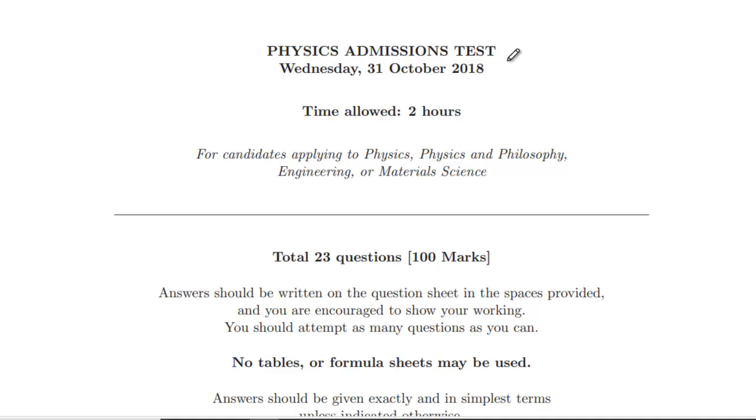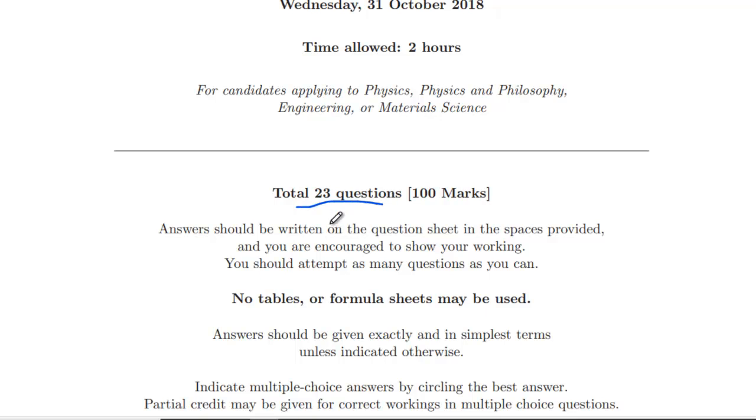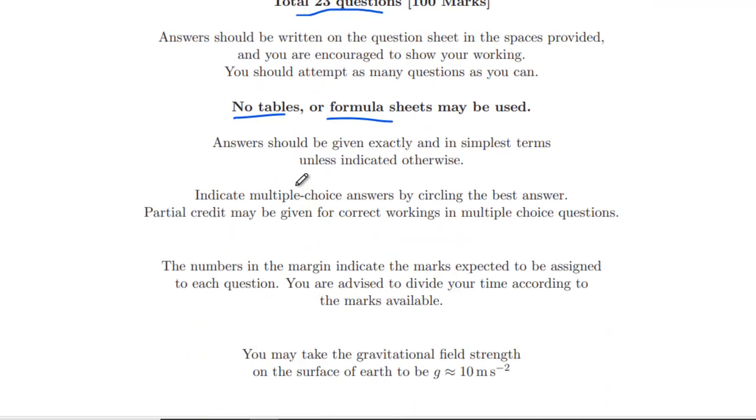Hello, here we are with the 2018 Oxford PAT. So, anything changed? Right, we're all in one section again, like we were last time with 2017. Oh, we've now got calculators allowed. So we've got no tables or formula sheets. I doubt anyone's turning up with their book of log tables anyway. But yes, we can have calculators, answers given exactly or in simplest terms.